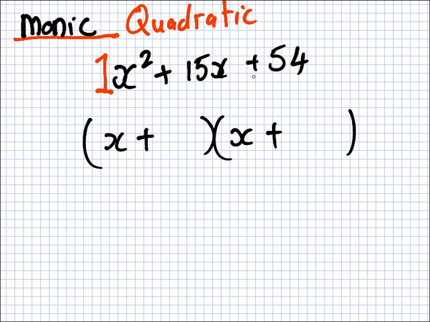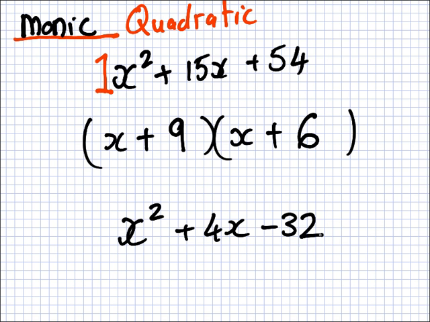So what two numbers multiply to make 54 and add to make 15? What do you think? 9 and 6 should do it, isn't it? Because 9 times 6 is 54, and 9 plus 6 is 15. So 9 and 6 is the answer here. So you see, there's no real trick to it. It just comes with practice. Okay, so let's have a look at a harder one now. Let's try this one. X squared plus 4x minus 32.